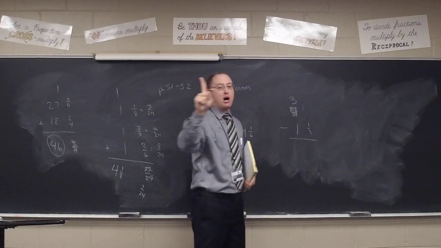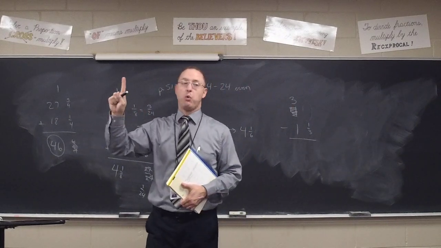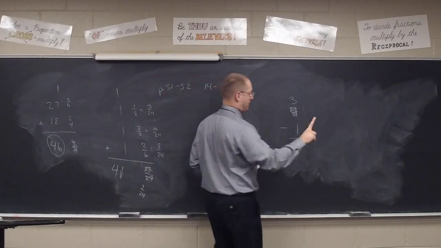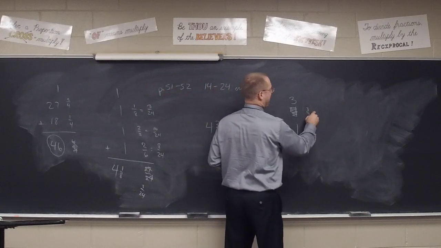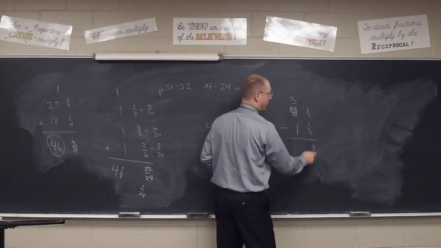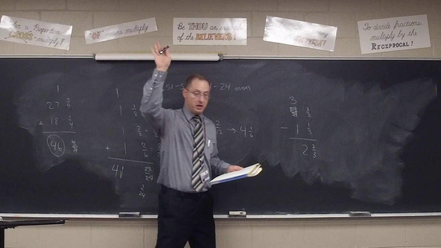And the one that I borrow could be written any way I want as long as the top and bottom match. But in this problem, how does the one need to be written, Paige? 3/3. And now I can subtract 3/3 minus 1/3, class. 2/3. And of course 3 minus 1 is 2. And how many had 2 and 2/3 for number 20?